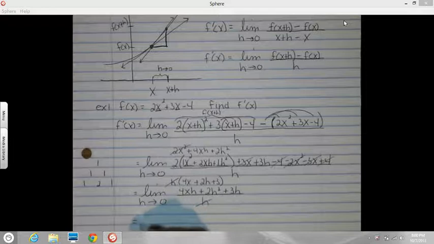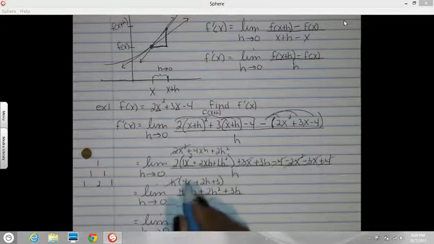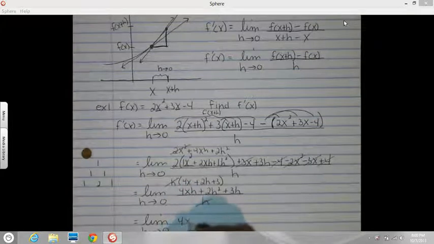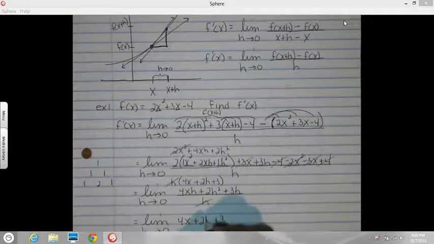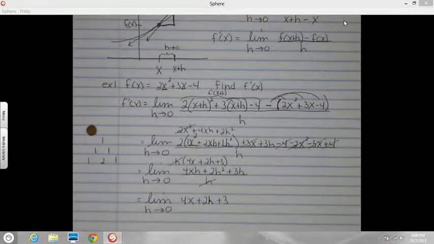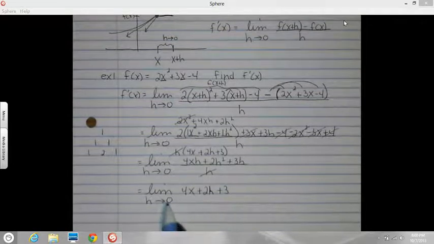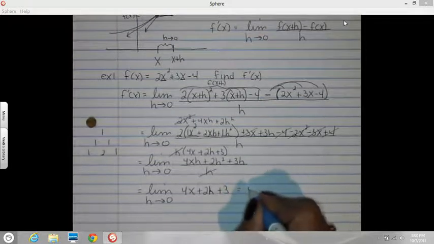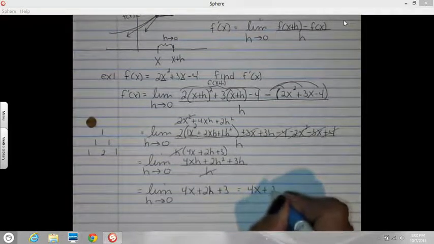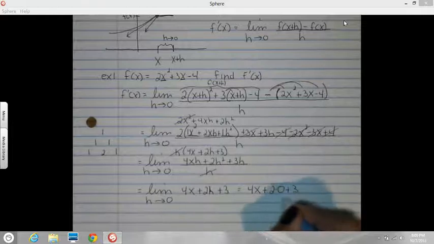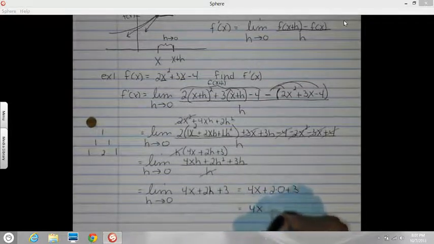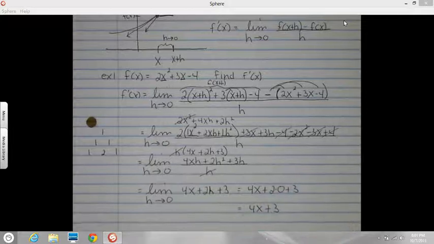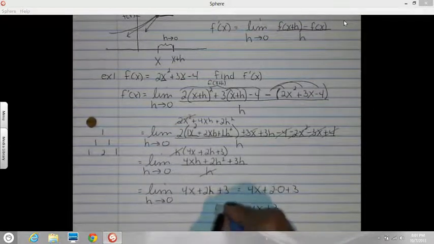So my limit as h approaches 0 becomes just the limit of 4x plus 2h plus 3. Now substituting the 0 in for the h, not the x, it's going in for the h. My derivative is 4x plus 2 times 0 plus 3, which becomes 4x plus 3. That's my derivative equation.